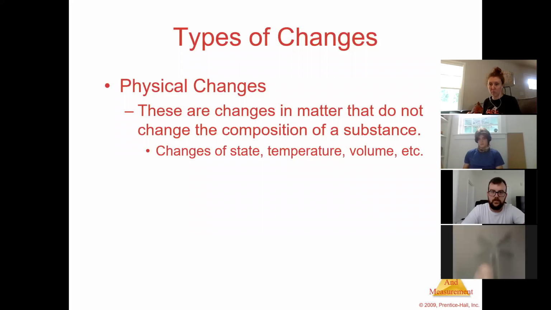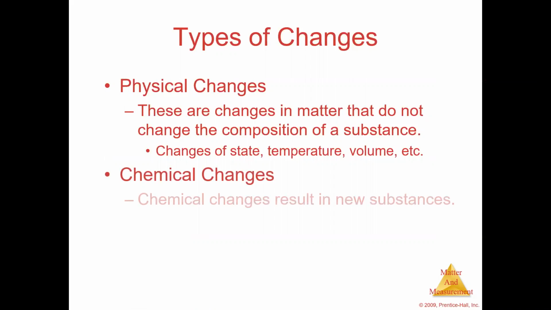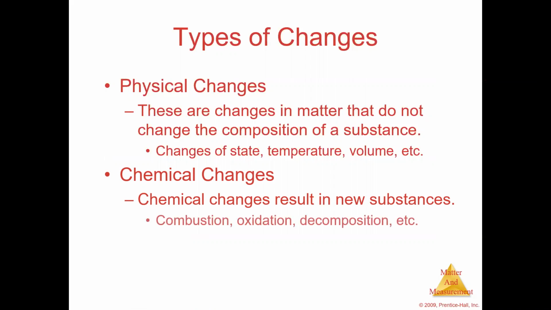Okay, so we talked about physical changes and chemical changes last time, which sort of ties into physical and chemical properties, right? So a physical change is any time that matter makes some sort of visual change, mass change, volume, or temperature change, but the composition of the material doesn't itself change.